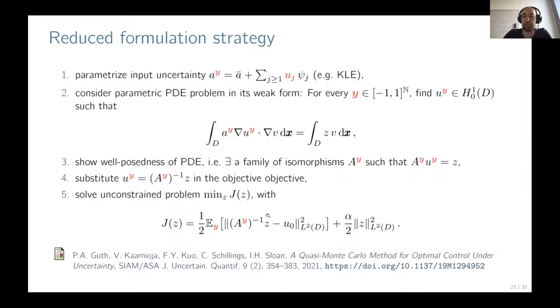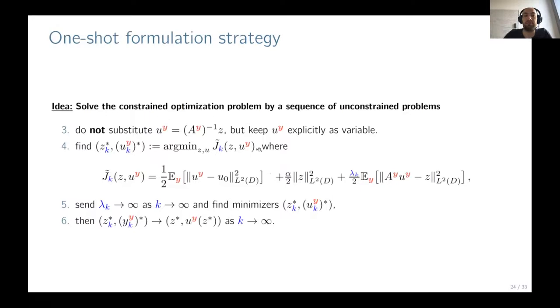On the other side, this one-shot formulation strategy does not plug in the solution operator explicitly, but again, similar to our inverse problem setting, we now add the constraint as a penalty term, where the penalty parameter is again lambda k. In the end, we aim to send this penalty parameter to infinity to get more and more accurate solutions or more and more accurate model errors. So the model error should be small. So in the end, our estimate will be u star for k going to infinity. This is what we want to show in the end.